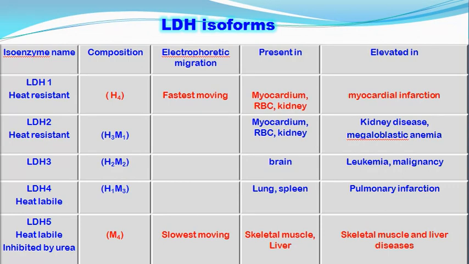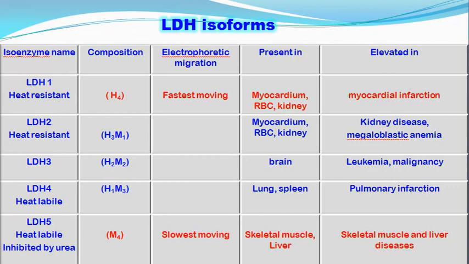LDH2, H3M1, is present in red blood cells as well as kidney, and its level is elevated in kidney disease and megaloblastic anemia. LDH3 is present in brain, the composition is H2M2, and its level is elevated in leukemia and malignancy. The fourth one, LDH4, is H1M3. It is present in lung and spleen, and elevated levels are found in pulmonary infarction.